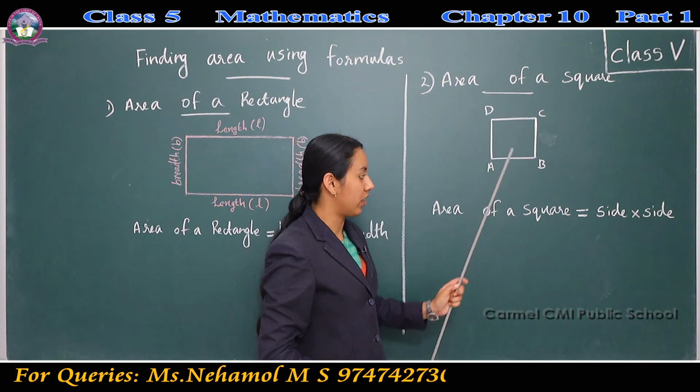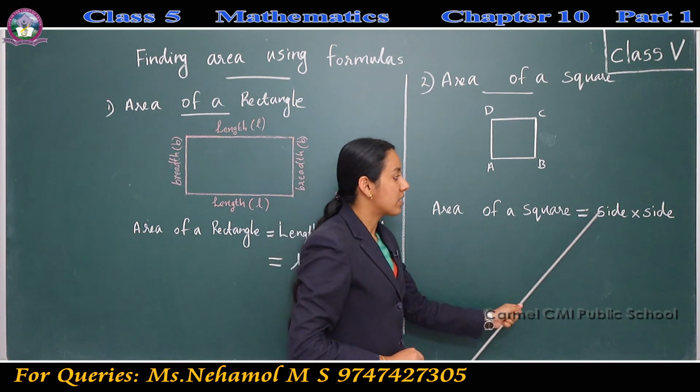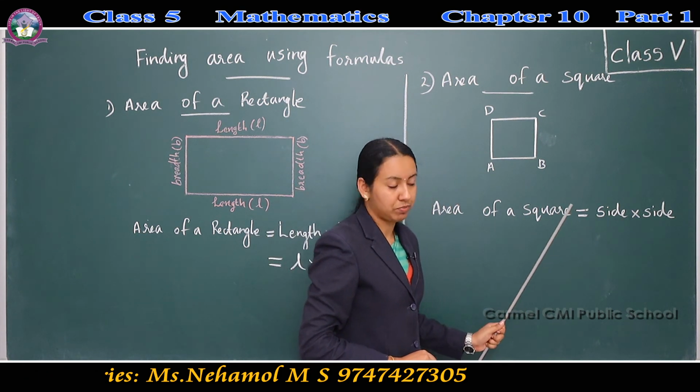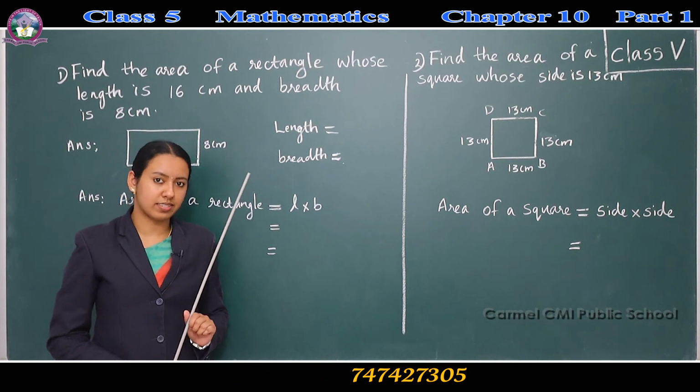Then next one, area of a square. The formula for finding area of a square is side into side. Now we can go through some examples.